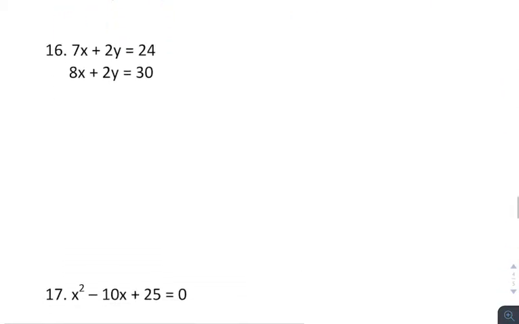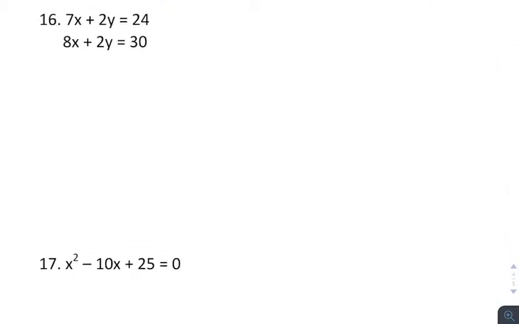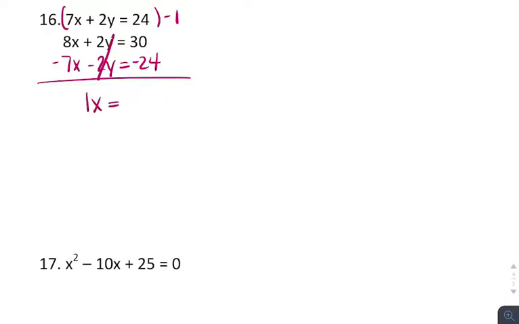All right, moving on to 16. So 16, again, our y's have the same coefficient, which makes it nice and easy. So I'm going to multiply this top one by a negative 1. So we're going to have negative 7x minus 2y equals negative 24. This one's nice and simple. 8x minus 7x is 1x. 30 minus 24 is 6. So x equals 6. We're going to go ahead and plug that back in.